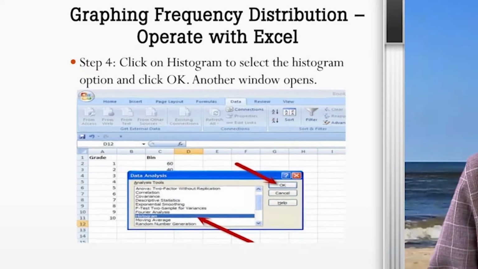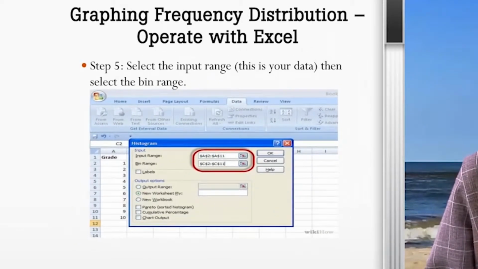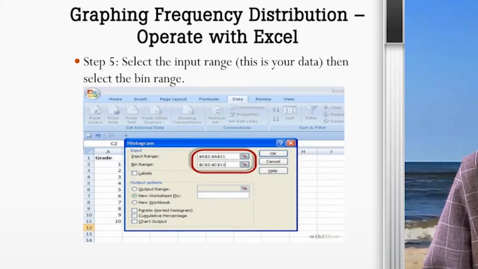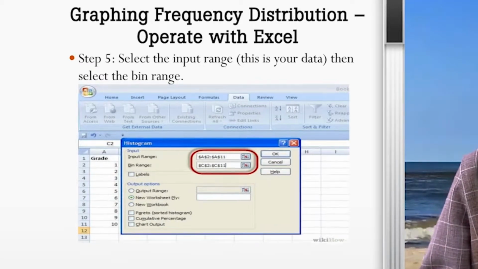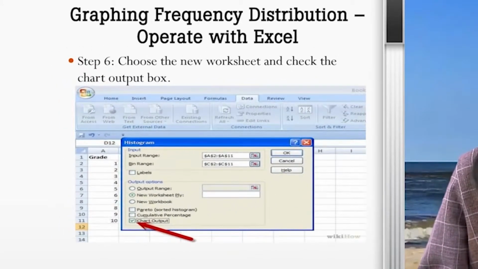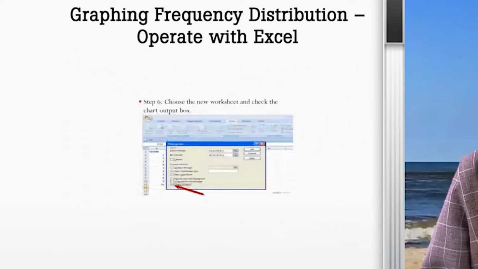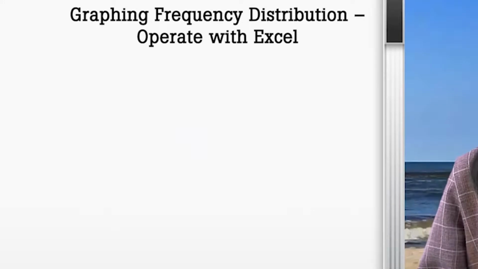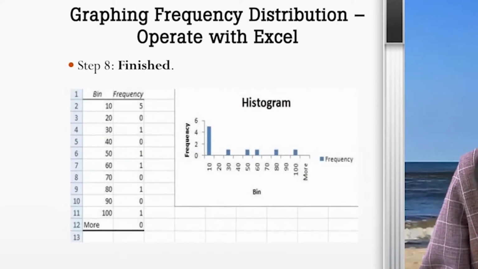Another window opens. In step 5, you select the input range. This is your data. Then select the bin range. Step 6. You choose the new worksheet and check the chart output box. Step 7. You click OK. Then you can see the new worksheets with the histogram and the frequency reported for each particular score as well.